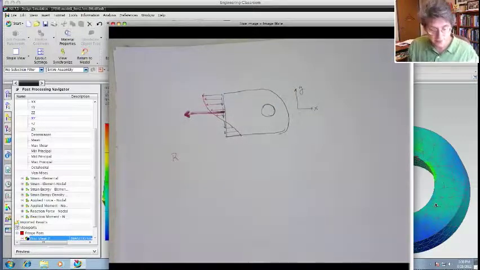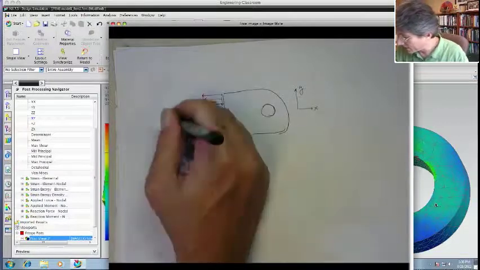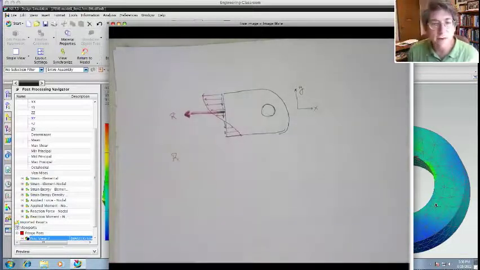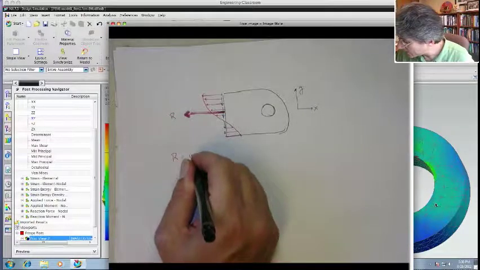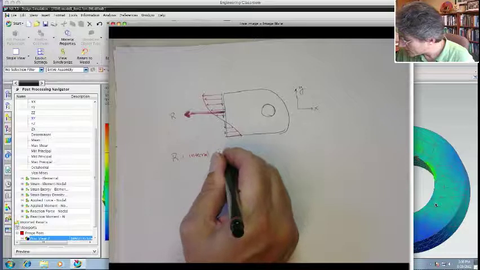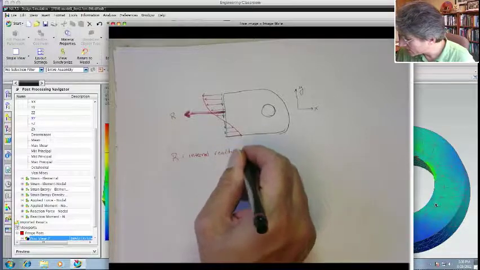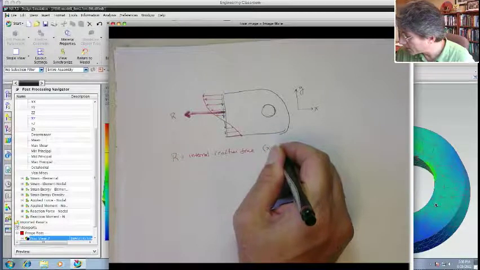Okay, that's R. That's the big R force, right? I'm going to call this R. That's the net reaction force. This is the internal reaction force. That's the one in the x direction, the normal one.